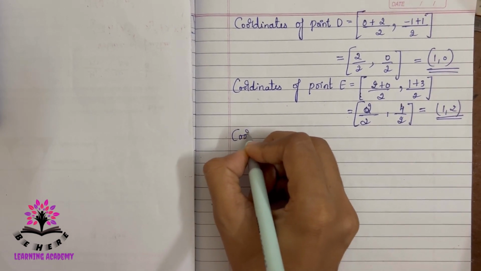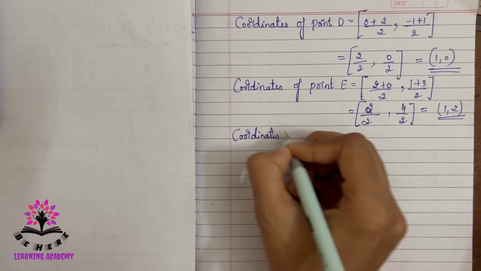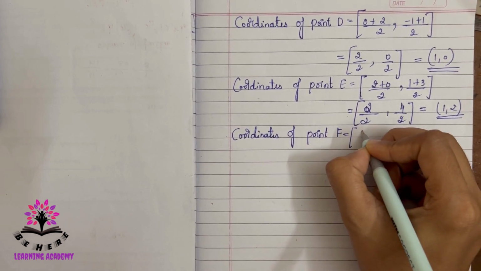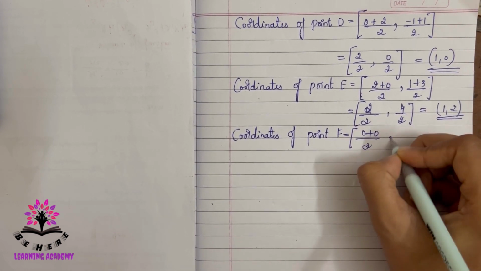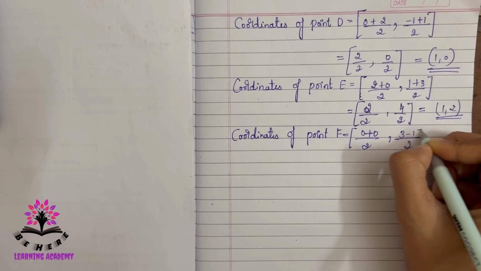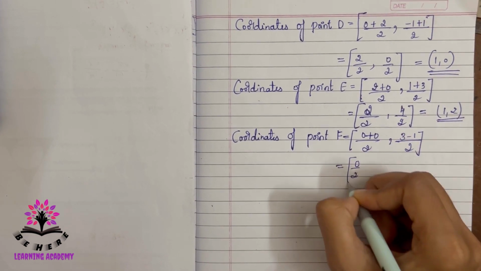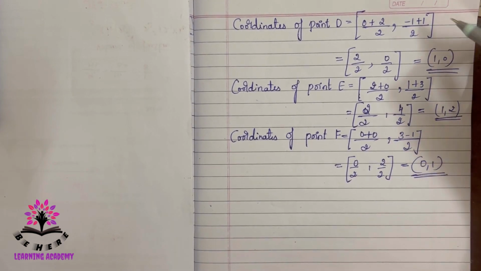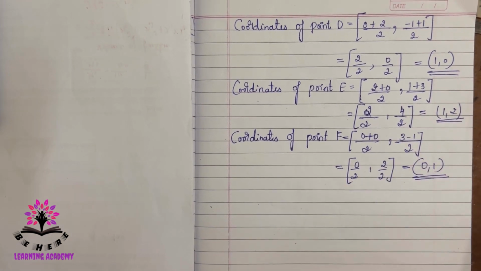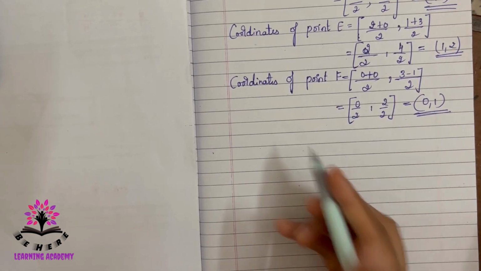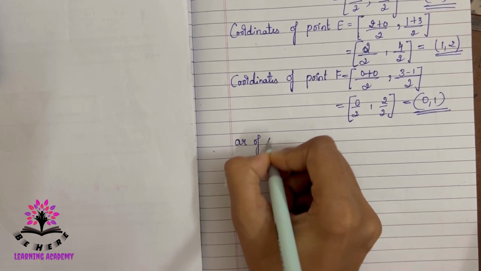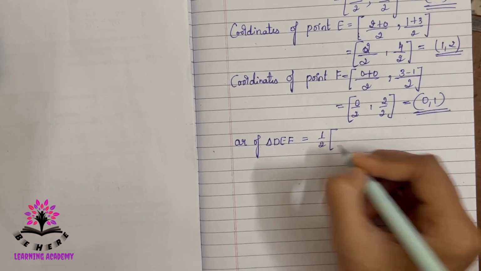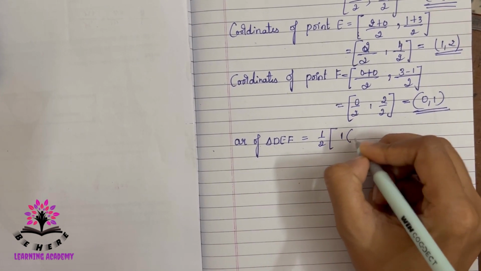Next step is the coordinates of point F, equal to (0 plus 0) by 2, comma (3 minus 1) divided by 2. That will be equal to 0 by 2, comma 2 by 2. That is 0, comma 1. So you got the coordinates of D, E and F. Now we have to find out the area of the smaller triangle DEF. So the area of triangle DEF will be equal to, I will not write the formula here, I will directly substitute because I have written the formula already.